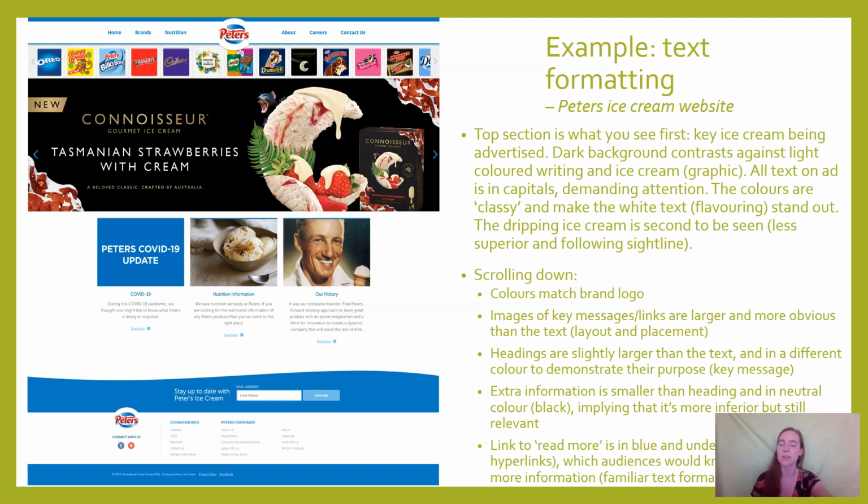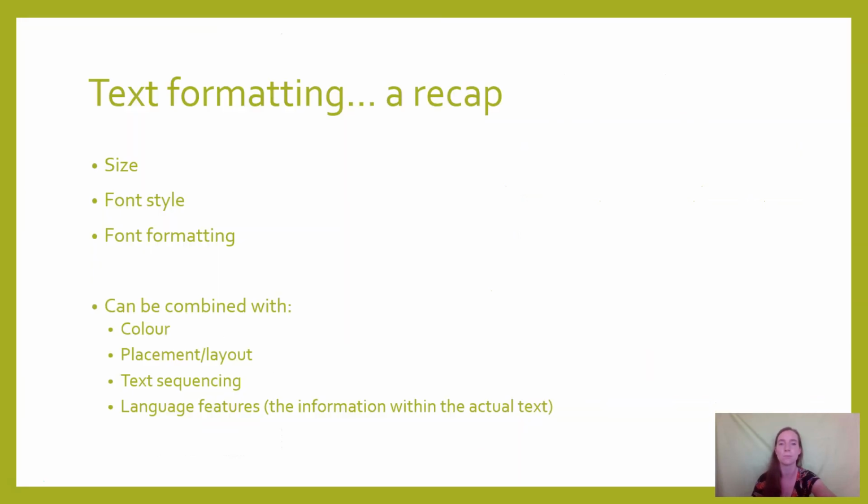As we scroll down to the rest of the website, we can see that the colours match the brand logos. The images of key messages and links are larger and more obvious than the text, referring to the layout and placement. Okay, it's easier to communicate through images than it is through texts for us to see. Extra information is smaller than the heading and in a neutral colour. It's less important, it's lower down the hierarchy, it's inferior to the images and the overall key message, but it's still important that it's there, for us to see that there is extra information available if we would like to read it. There are links that say read more. They're in blue and underlined, which is common for hyperlinks. Audiences would know to click on those as familiar text formatting.